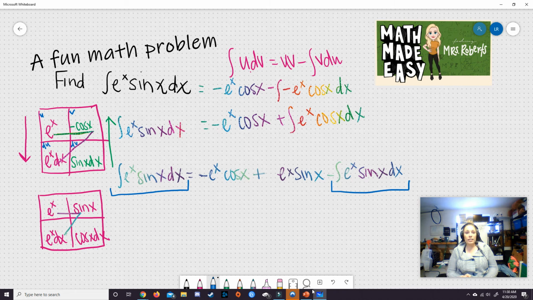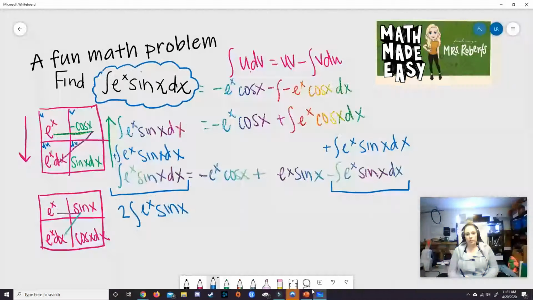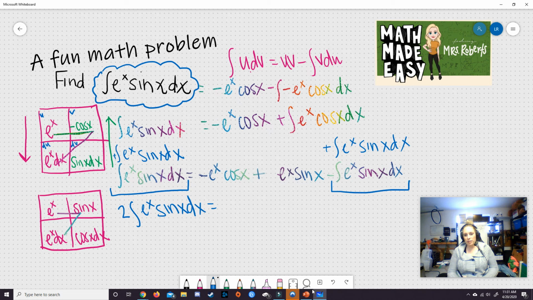If I have exactly the same thing on both sides of the equation, I can move that thing to one side of the equation because ultimately this is what we want. We just want to get the integral of e to the x sine of x dx alone on the left-hand side of the equation. So let's go ahead and add this over to here. If I add that, I'm going to add the integral of e to the x sine x dx to this side. And what I notice is I have two of them. I have 2 e to the x sine x dx. So 2 times the integral of e to the x sine x dx equals the rest of this.